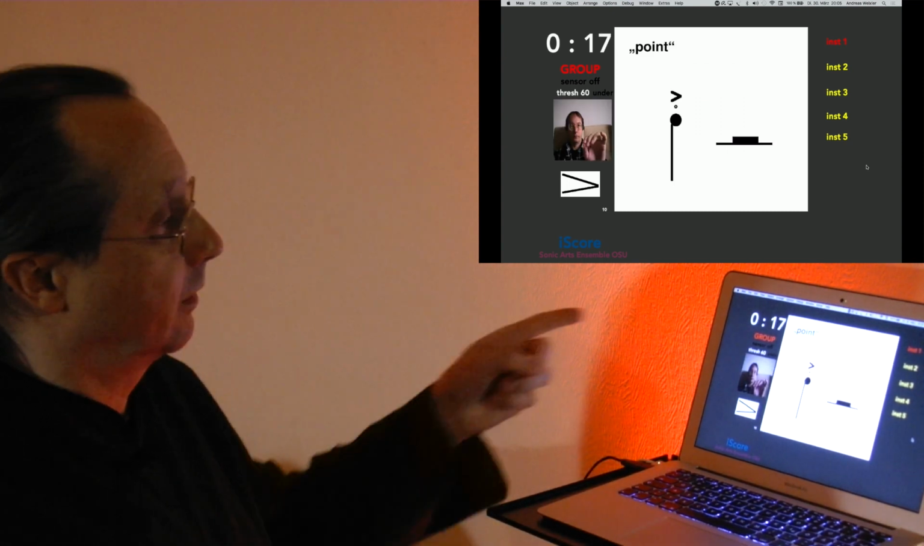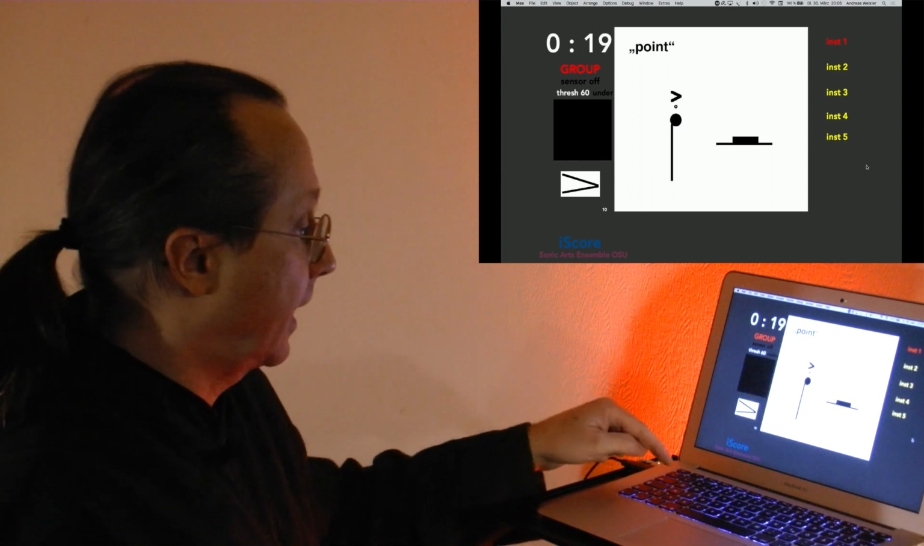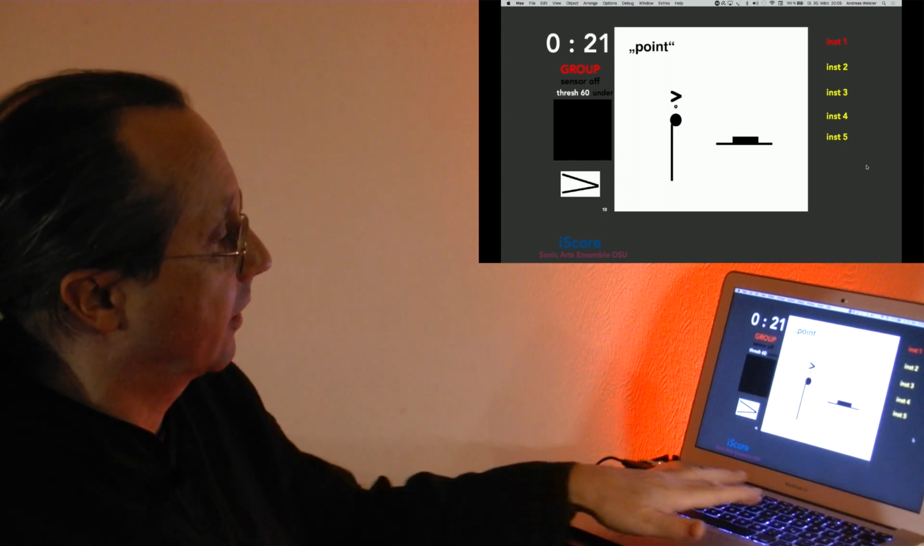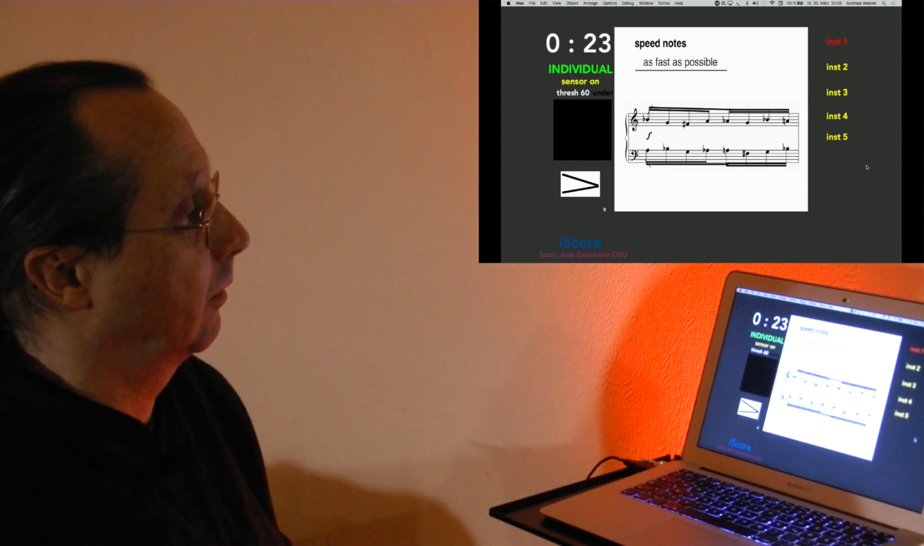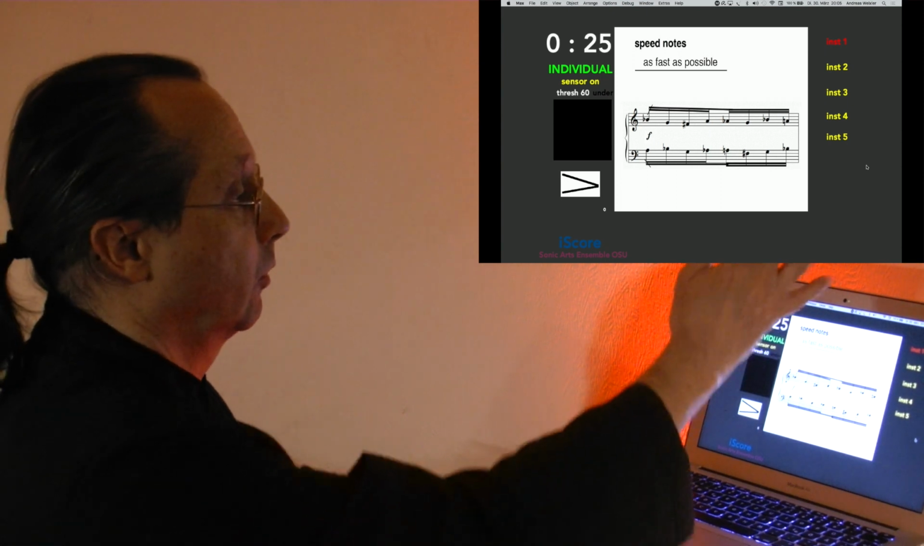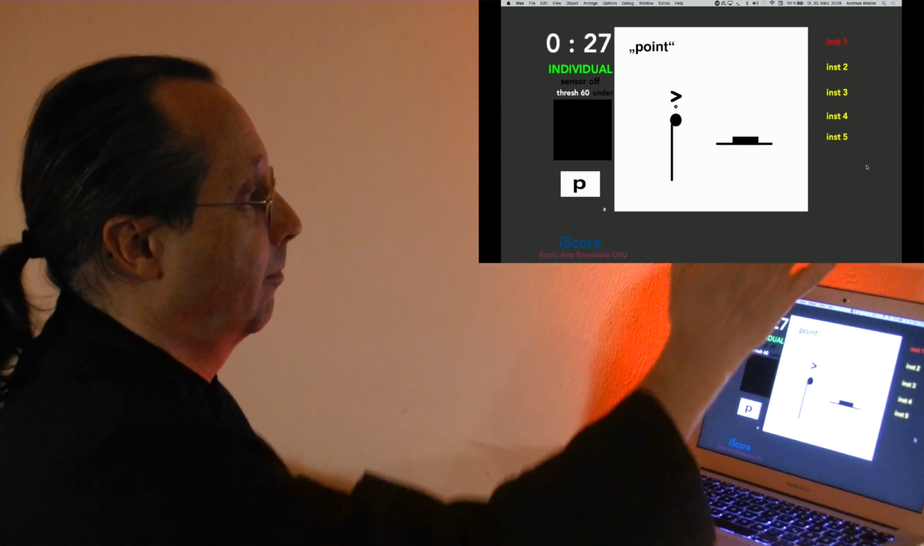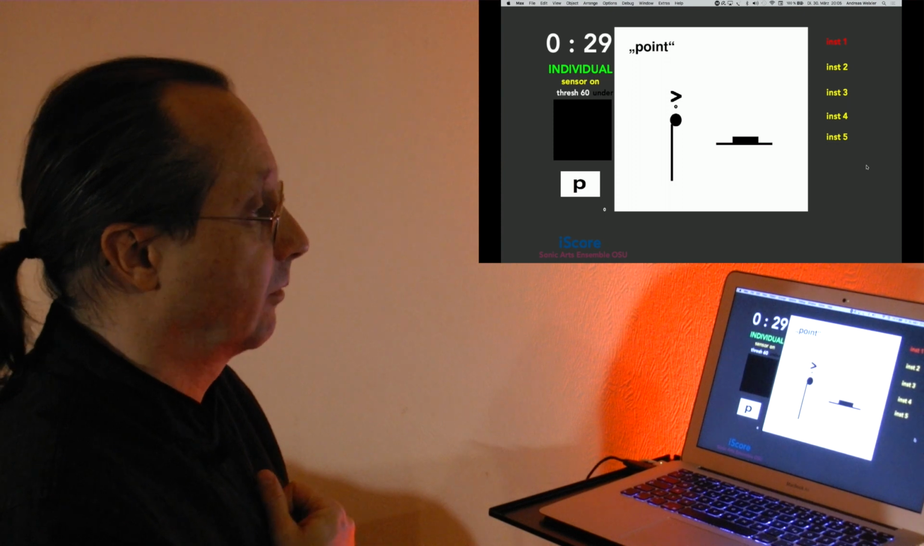certain movements, and then the system goes back to the individual mode where the people can perform in their own speed some of the graphical scores.